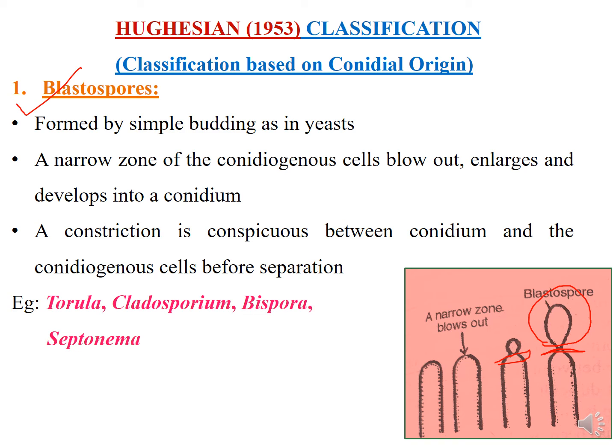Where can we see these blastospores? In the genus Torula, we can see Cladosporium, and Bispora and Septonema. In these four genera we can see this type of blastospores.